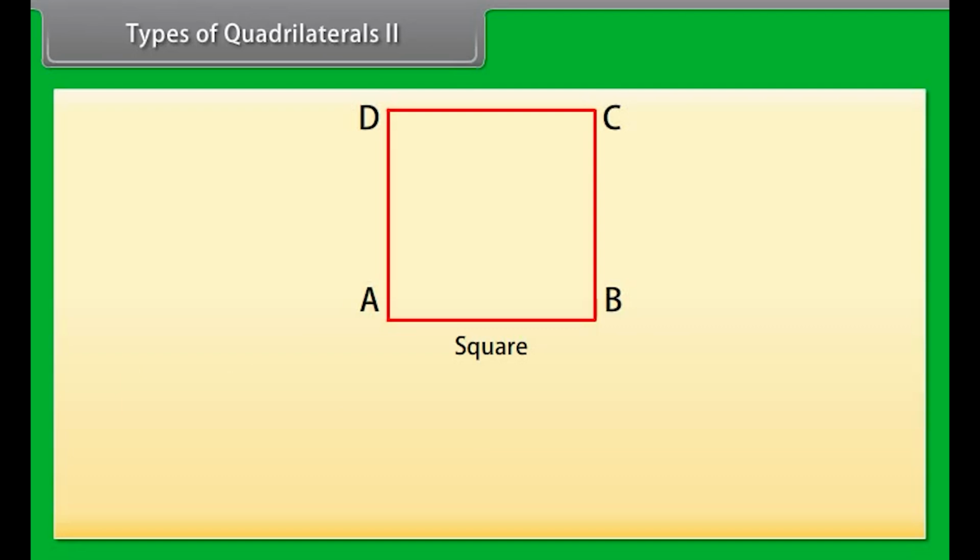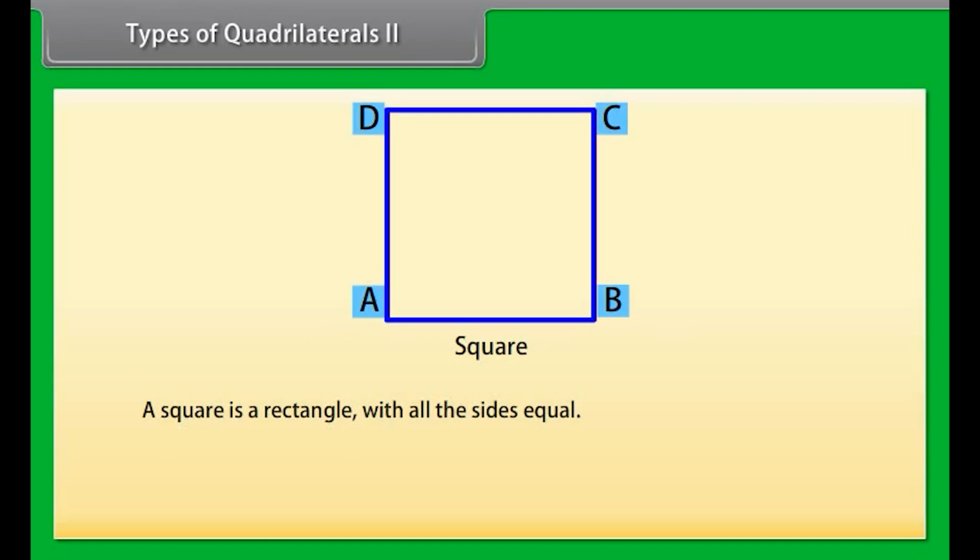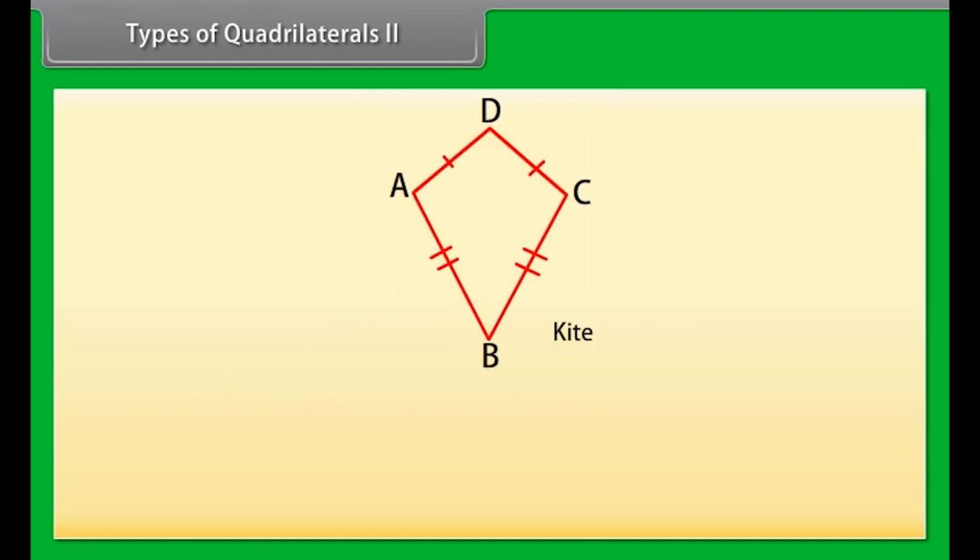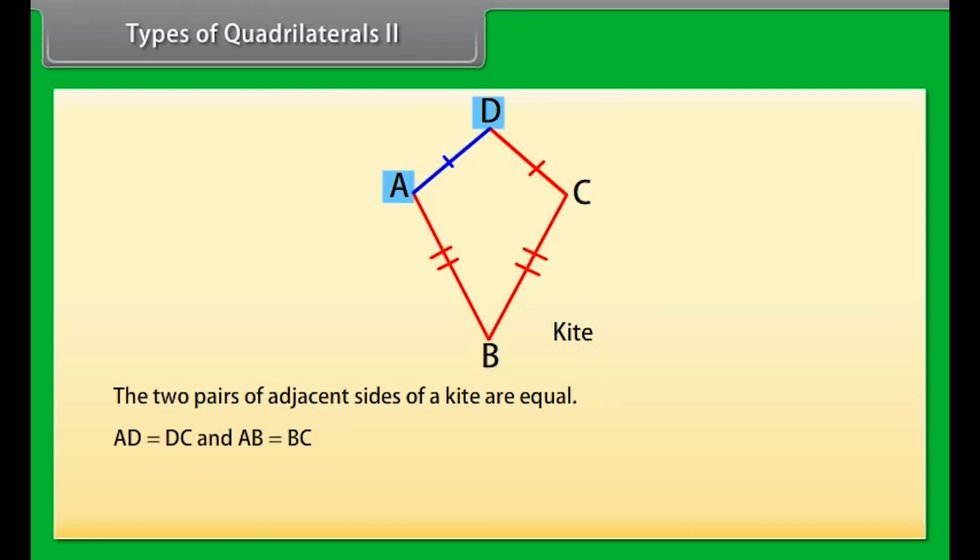Look at this figure now. This is a square. A square is a rectangle with all the sides equal. ABCD is a square. The last one is kite. The 2 pairs of adjacent sides of a kite are equal. Here AD is equal to DC and AB is equal to BC. So ABCD is a kite.